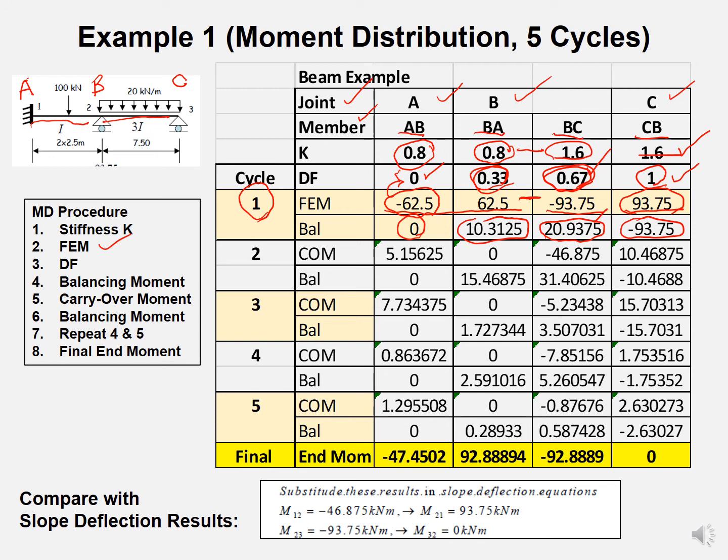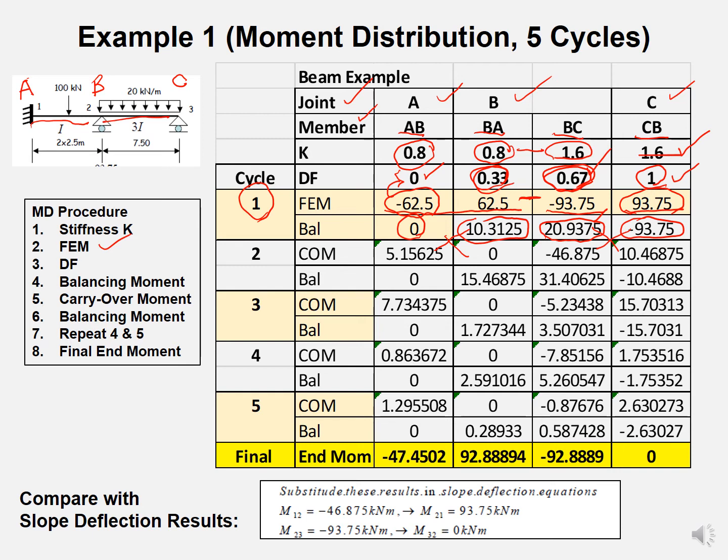The next step in the procedure is we apply the carryover moment. When we apply the carryover moment, we apply 1/2 of the moment at the other end. For example, this is for member AB. 1/2 of 0 is of course equal to 0. For member BA, 1/2 will go to AB. For member BC, 1/2 will go to CB. And for member CB, 1/2 will go to BC. So all of these are 1/2 of the values applied in the balancing moment, applied at the opposite end of the member. Next, we balance again.